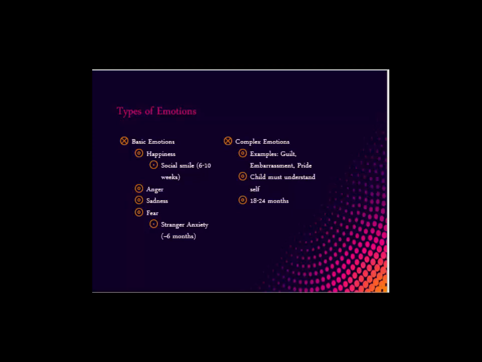So let's start with happiness. Why is happiness important? Well, happiness binds parents and a baby into a warm, supportive relationship that fosters the infant's development. The social smile first appears around 6 to 10 weeks, and we see that it becomes a deliberate social signal between 8 and 10 months.